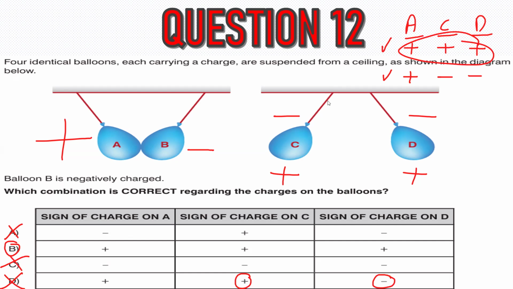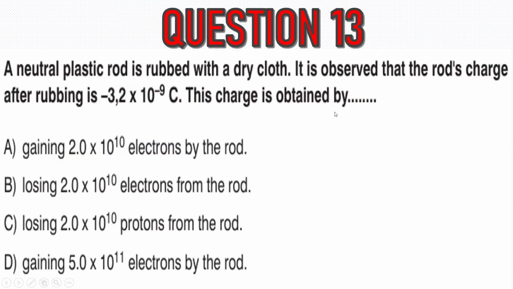So next question, question 13. A neutral plastic rod wrapped with a dry cloth, okay, and then charging with negative 3.2 times 10 to the power of negative 9 coulombs. This charge obtained by, yes, please try first. Just a few seconds to try, and then we can carry on with you. Now, charge is given, asking you how many electrons transfer. Neutral plastic rod, initial charge is 0. Remember that.